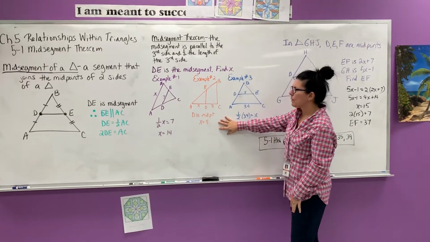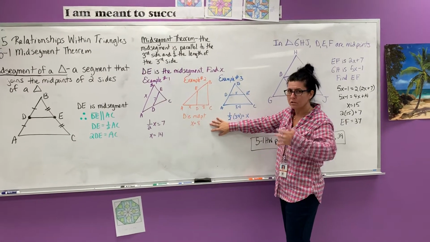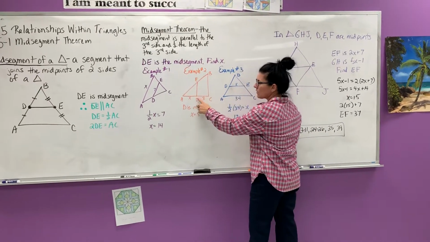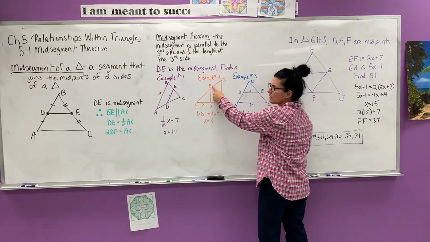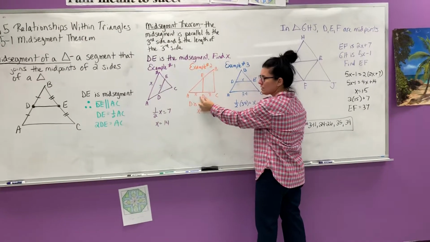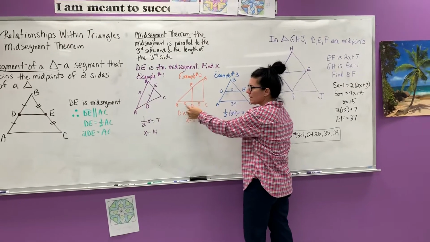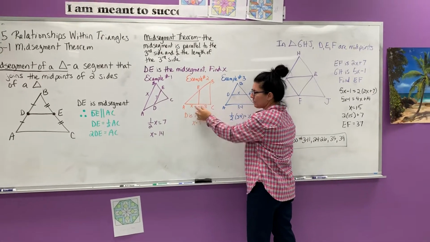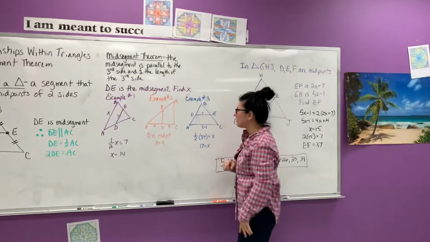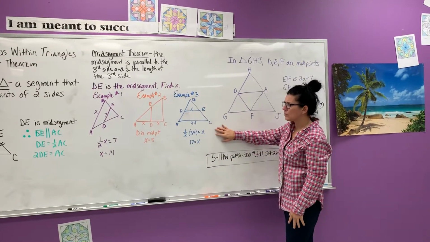Example 2, remember all the triangles aren't going to look the same, it's just going to be a triangle. So again, we know that DE is a mid-segment, so I know this is a midpoint, I know this is a midpoint. By knowing that this is a mid-segment, that tells me this is a midpoint, which means DC and AD are going to have the same length. So if DC is 8, AD is also going to be 8. That's important.